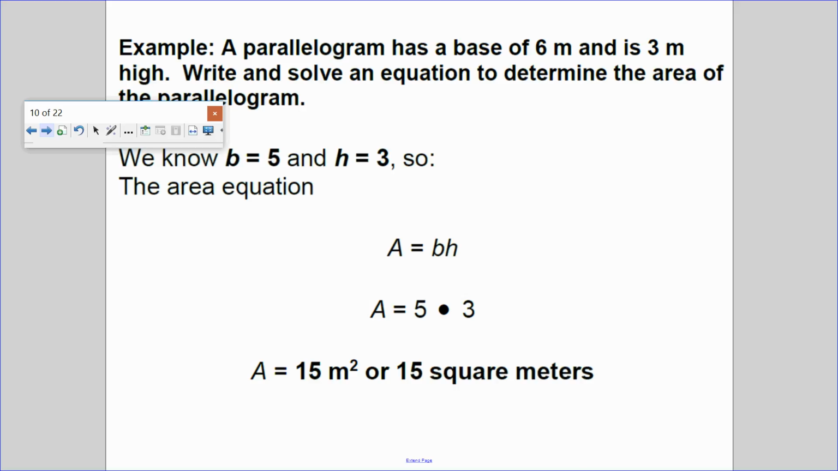So we know the B, our base, equals 5, and the height, or H, equals 3. So if you're given this parallelogram formula, area equals base times height, I replace or substitute the base with 5, and I substitute or replace the height with 3. 5 times 3 is 15. And what are the units? Meter. 15 meters squared, or 15 square meters.